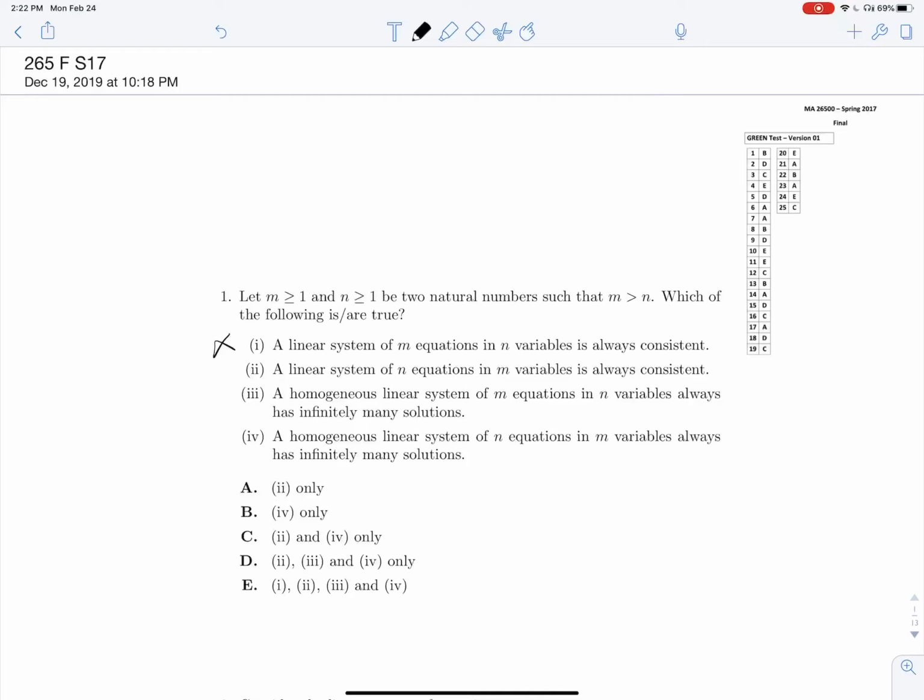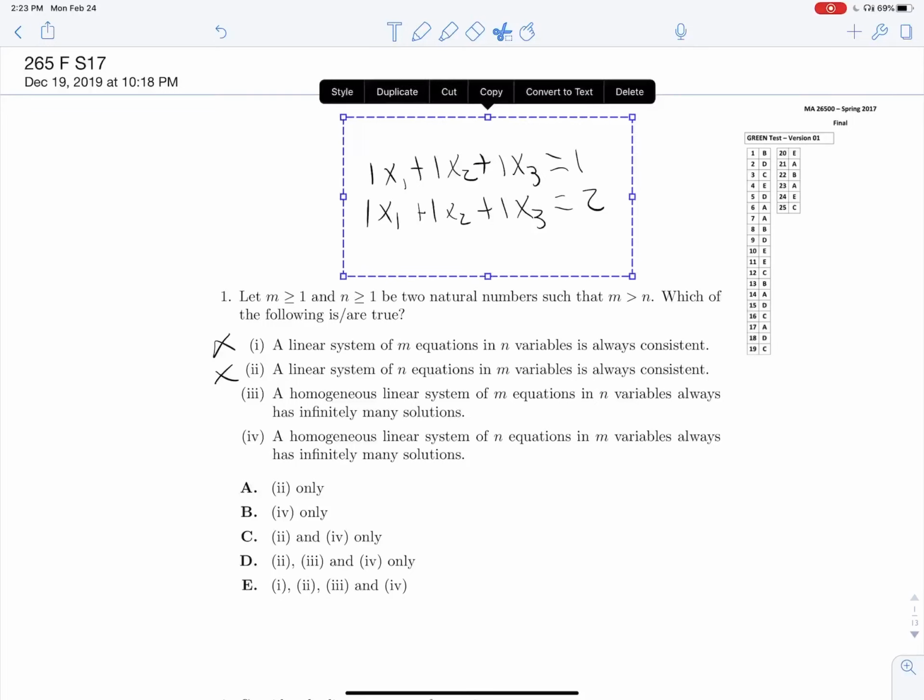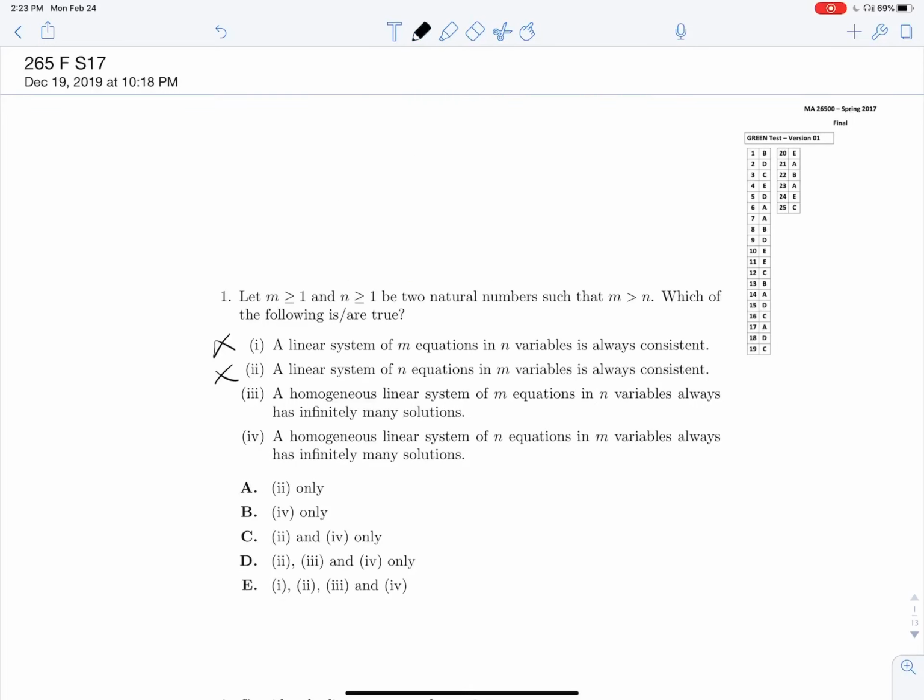Okay, number 2, a linear system of n equations in m variables is always consistent. So how about we do 1x1 plus 1x2 plus 1x3 is equal to 1, and then 1x1 plus 1x2 plus 1x3 is equal to 2. Yet again, we have fewer equations than we have variables, but we've shown that there's a case where it does not have to be consistent.